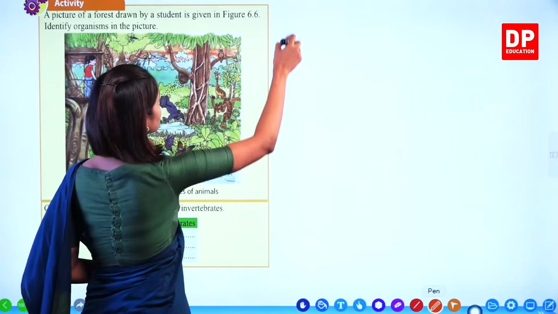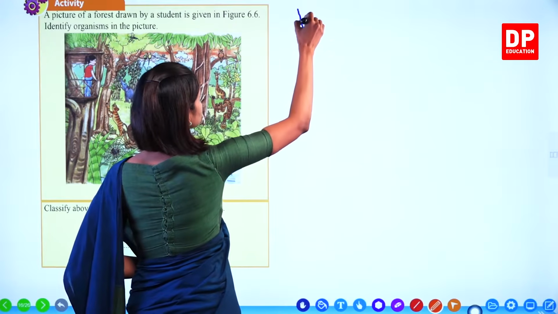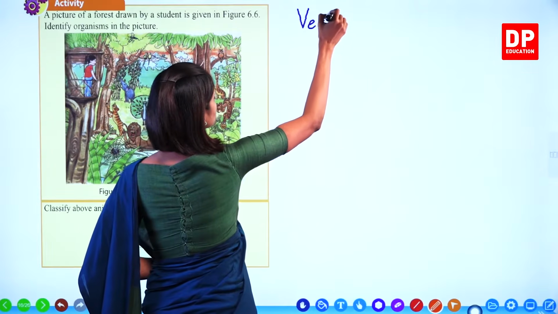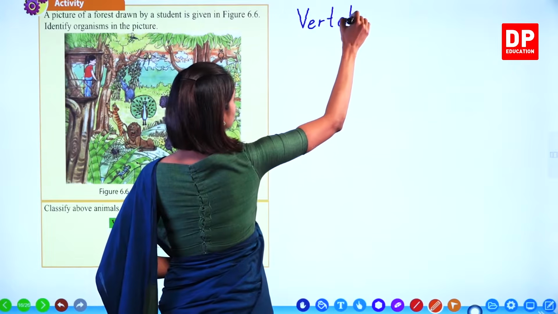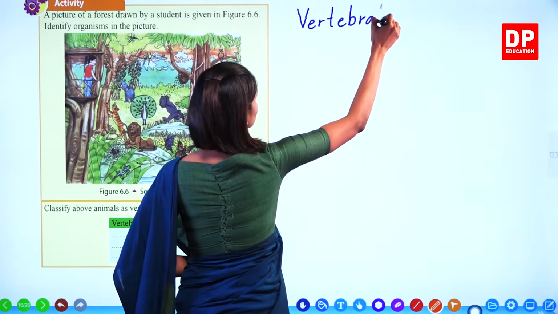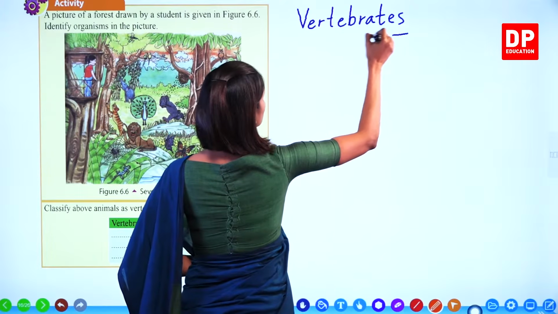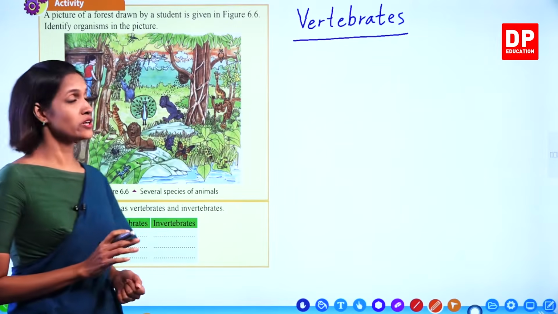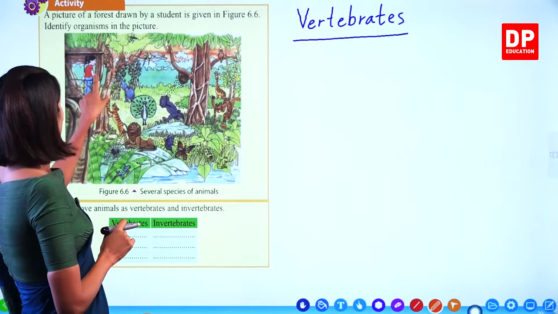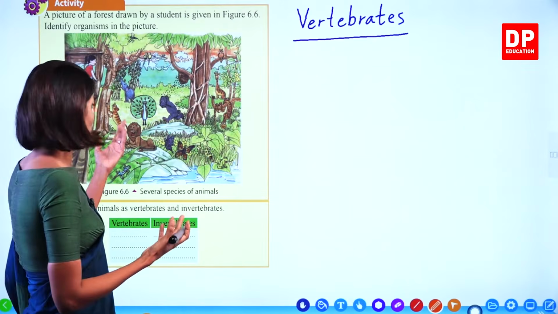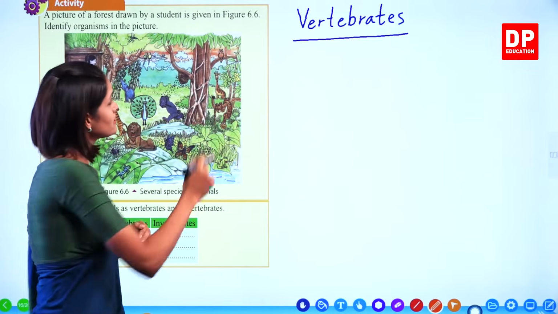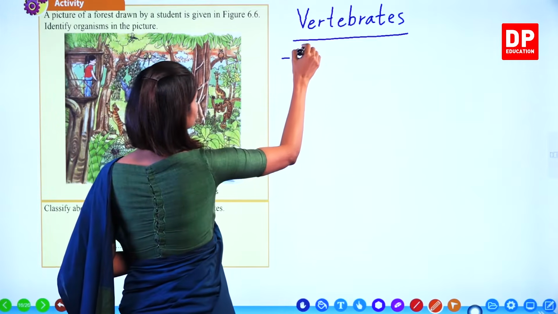First, we will write the vertebrates. Vertebrates. So, vertebrates are the animals with a backbone, right? So we can start with the human. The human is also coming under an animal, right? So human.